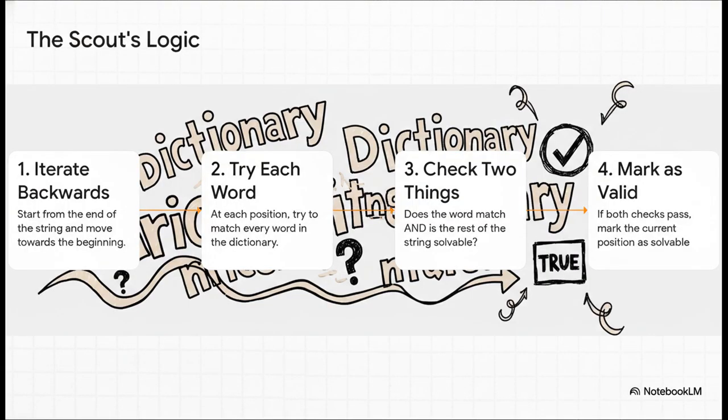Okay, here's how the scout actually works, and it's a little counterintuitive. We work backwards from the end of the string. At every single position, we try every word from our dictionary. If we find a word that fits, we ask the million-dollar question. Does placing this word here connect me to a spot that I already know is solvable? And we know that by just checking our DP array. If the answer is yes, then bam, we mark our current spot as solvable too.